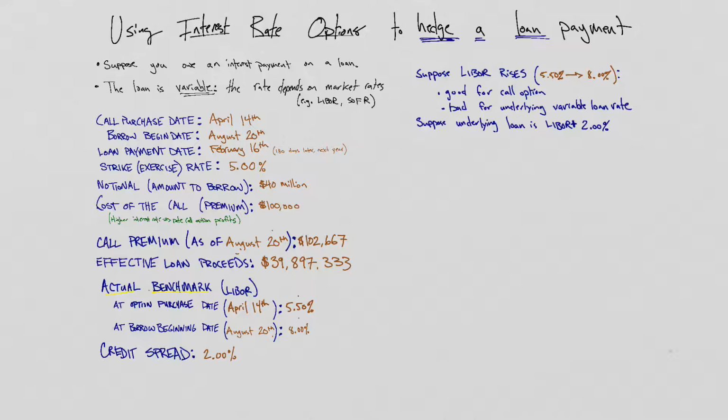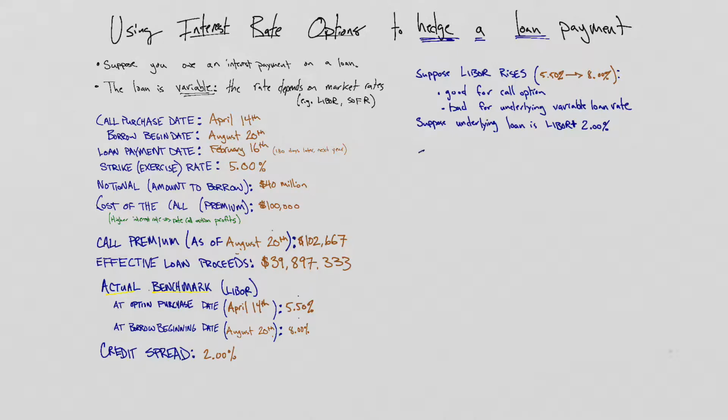First, note that this is a 180-day loan. That is, the borrowing begins on August 20th and ends February 16th. It's 180 days. The interest rate, though, gets triggered based on whatever LIBOR is at the beginning of this, and then that's the interest rate that you pay for a 180-day period until the payment is due.